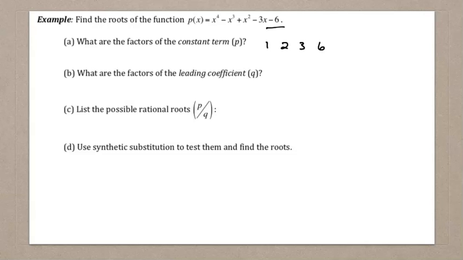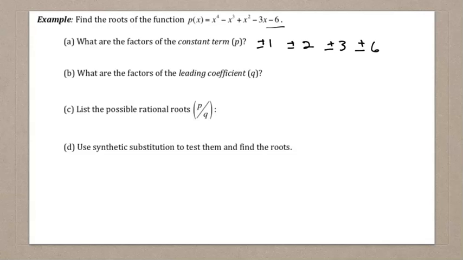But we also have to remember that 1 can be both positive and negative. 2 can be both positive and negative. 3 can be both positive and negative. This is turning into a mess. I'm going to write it a little bit neater. So my factors of 6 are now positive and negative 1, positive and negative 2, positive and negative 3, positive and negative 6. Okay, so I actually have 8 factors of 6 that I need to consider.